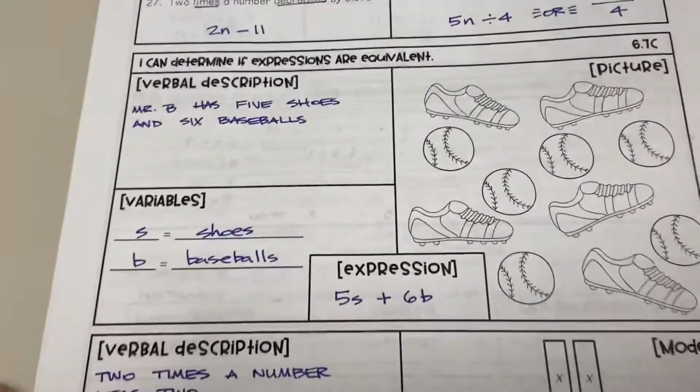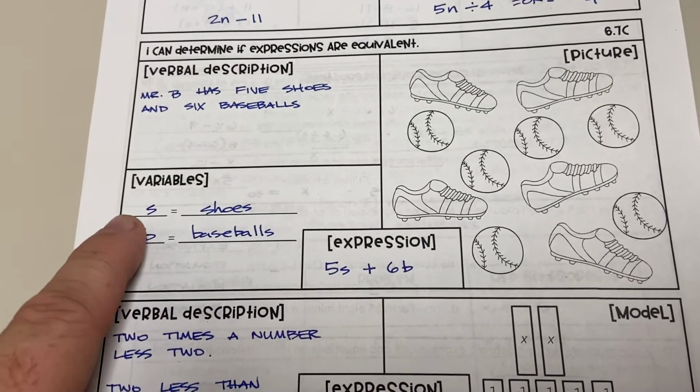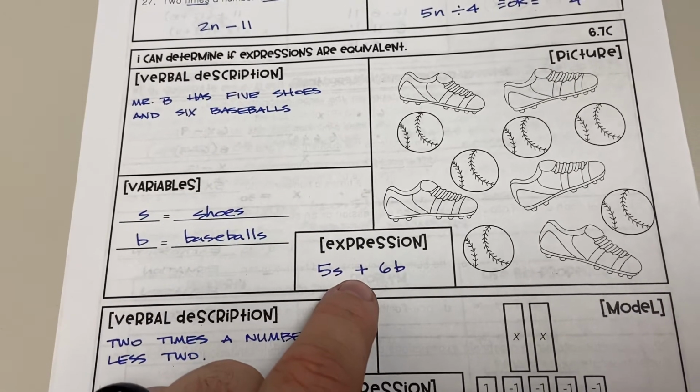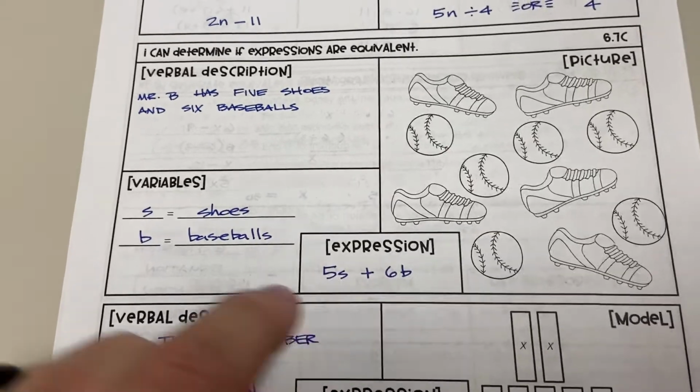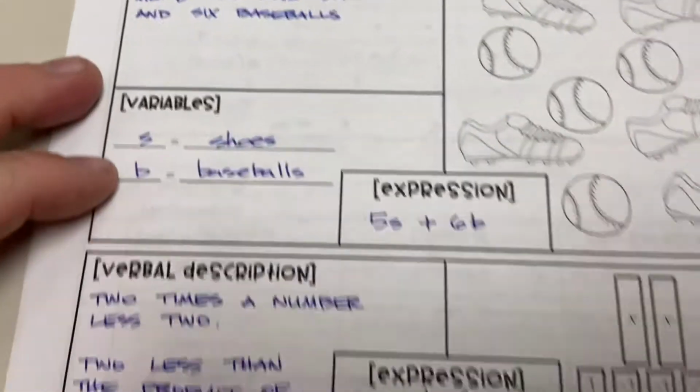All right. Last spot here, look at the model. Choose a variable. I just did S and B for shoes and baseballs. 5 shoes. There's also 6 baseballs, so plus 6 baseballs. Verbal description of that, Mr. B has 5 shoes and 6 baseballs.